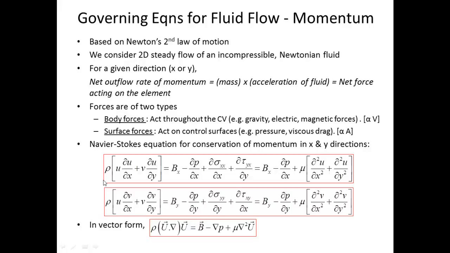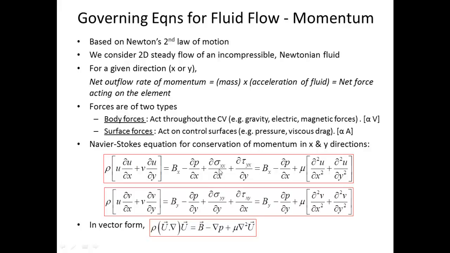So we will have a look at the x momentum equation first. The mass per unit volume is the density, and the acceleration in the x direction is given by the term here in the square brackets. On the right hand side, we have the forces acting in the x direction. Bx is the total body force acting in the x direction per unit volume, whereas ∂p/∂x is the pressure force, which is a surface force acting in the x direction.